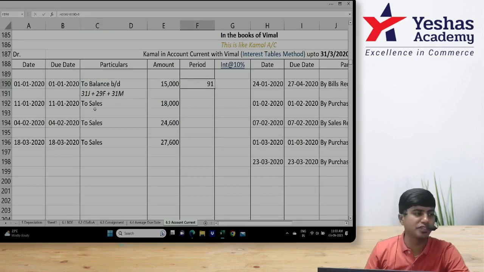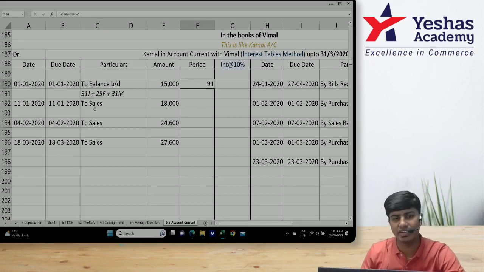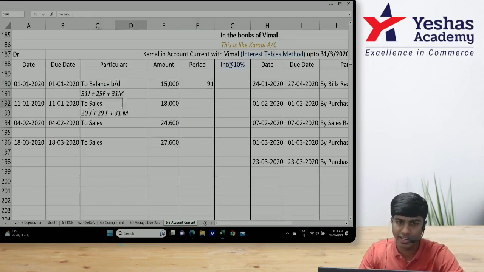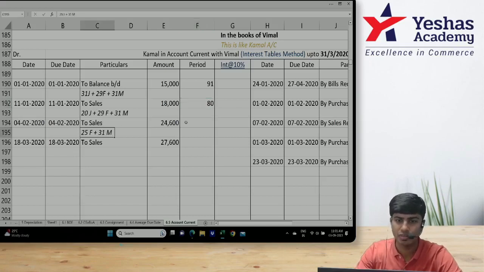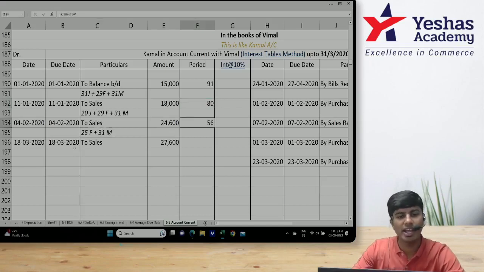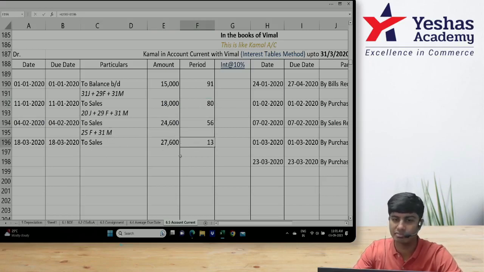Over here, 11th of January. So 20 days in January, 29 days in February, 31 days in March. 80 days. Next, 4th of February. So 29 days are there in February. 4 days are gone. What are we left with? 25. 25 days in February, 31 days in March. 15. Okay. 18th of March. Meaning how many days left? 13 days in March. Easy, simple.